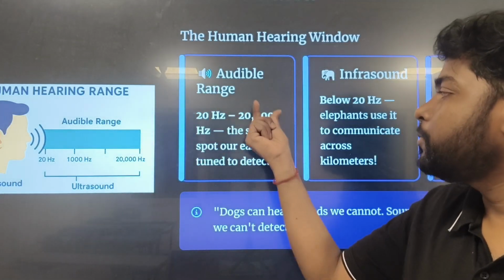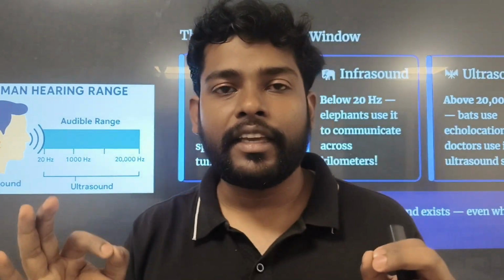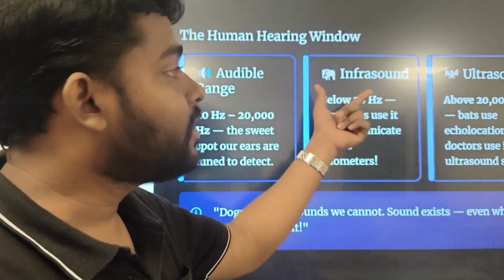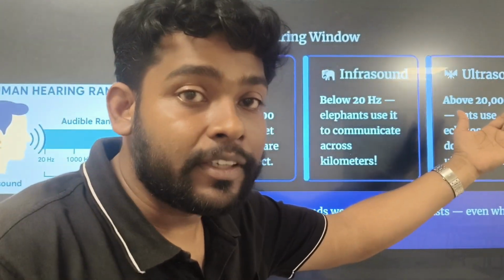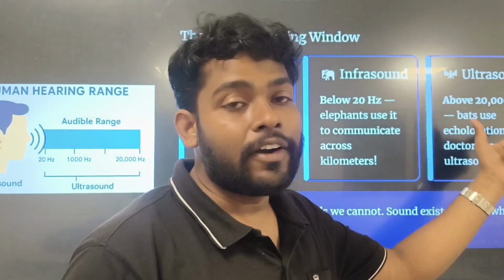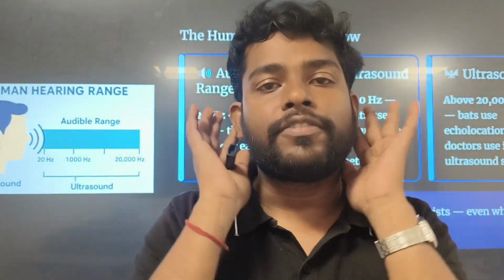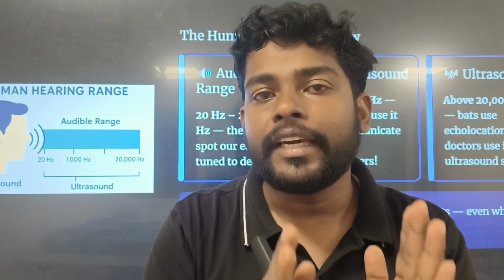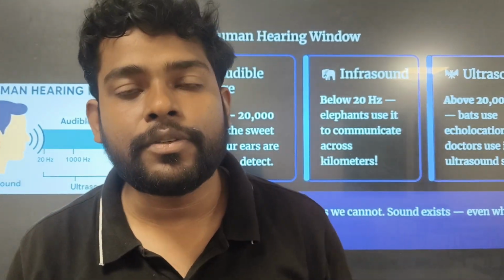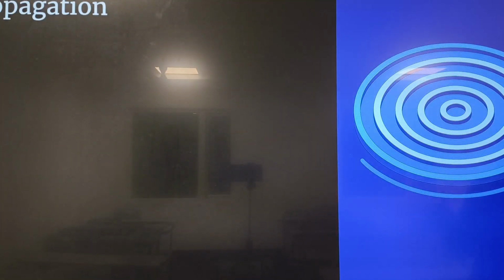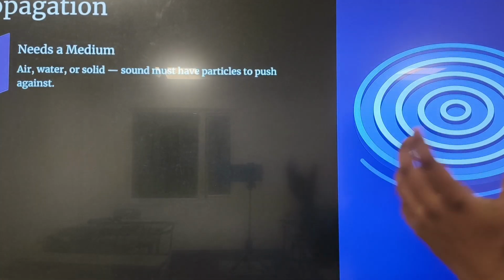From 20 Hz to 20,000 Hz, we can hear any of the sounds, but sound which is less than 20 Hz is called infrasound, and sound which is more than 20,000 Hz is called ultrasound. We cannot hear these. This is the limitation of our ear, but what we can hear is 20 Hz to 20,000 Hz.